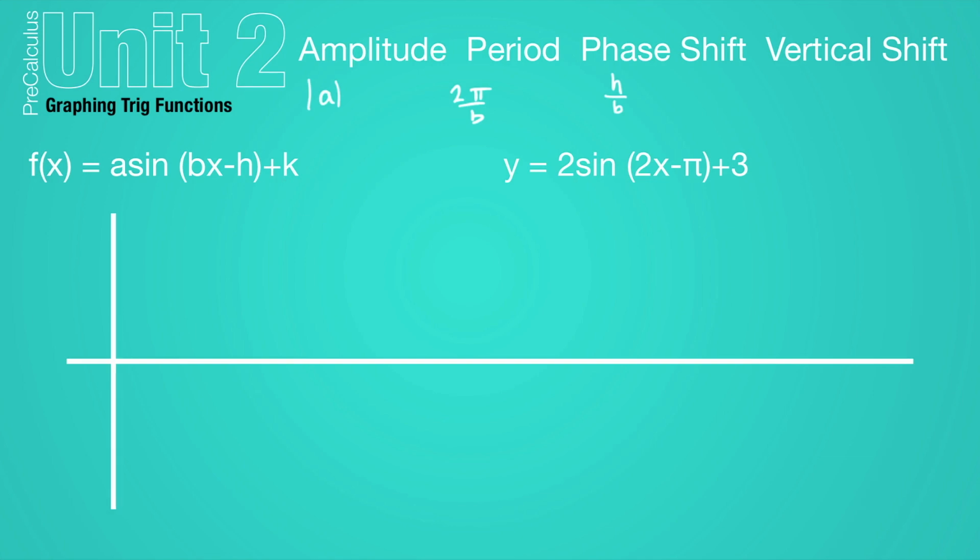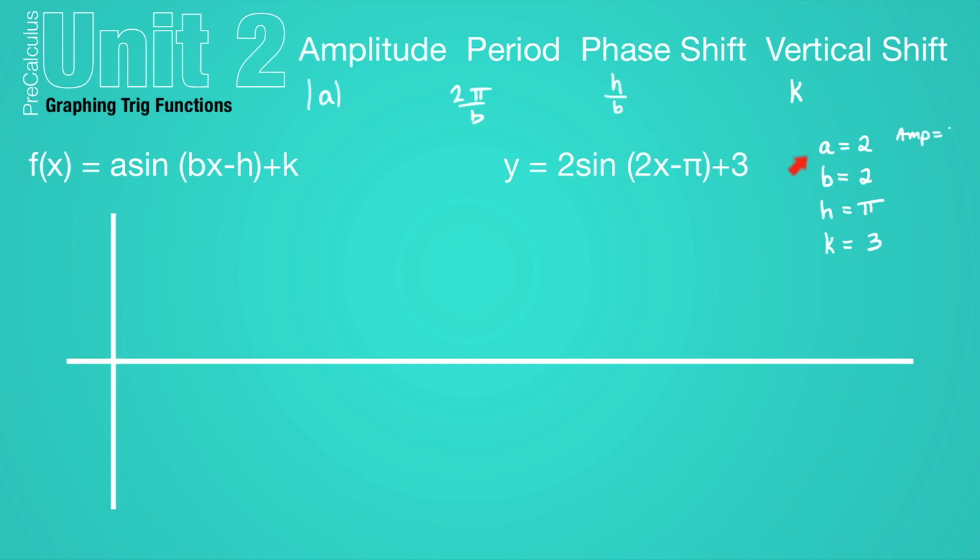Here we're going to have the period, which is 2 pi divided by B. Phase shift is H over B, and vertical shift is K. One thing to note about the phase shift: this negative sign is built into the problem. That means that H is always the opposite of the sign you see here. So here, my H is going to be just pi. So it's always the opposite sign of this section right here, and you have to make sure to fix those kinds of things.